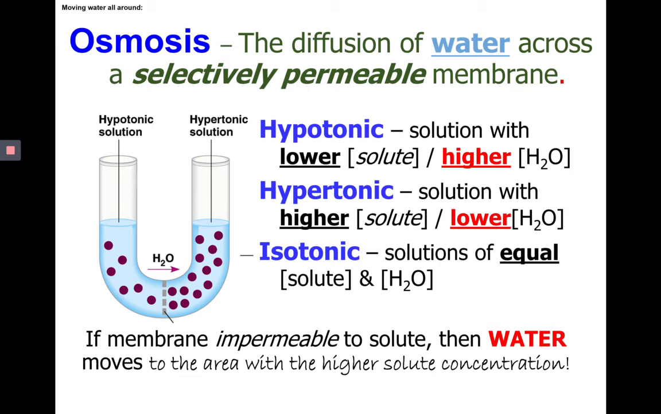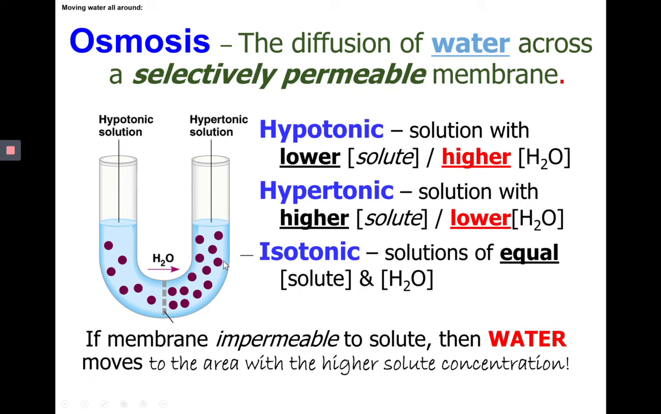So if we're comparing two solutions and they're isotonic to each other, that means the solutions have an equal amount of solute and water. If we're comparing two solutions and one solution is hypertonic compared to the other, that means the hypertonic solution has more solute, so more things dissolved in water, than the other solution. So it would have higher solute, lower water.